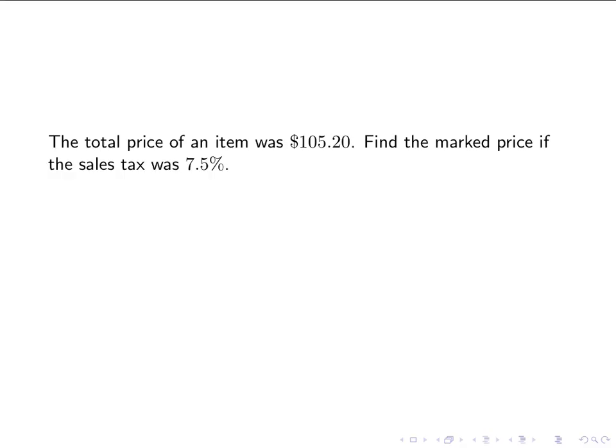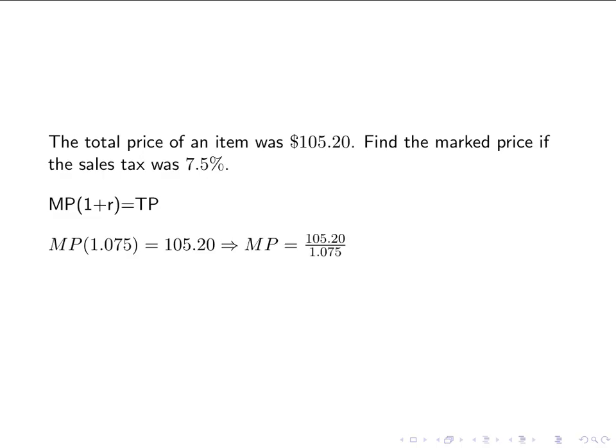The total price of an item was $105.20. Find the marked price if the sales tax was 7.5%. So we have TP and MP and R. So we're going to use that third equation. We'll plug in what we know. So 7.5% is 0.075. So 1 plus 0.075 gives us 1.075. We're going to divide both sides by 1.075. And we get that MP is $97.86. And again, make sure we round to the nearest hundredth for this since it's a dollar amount.